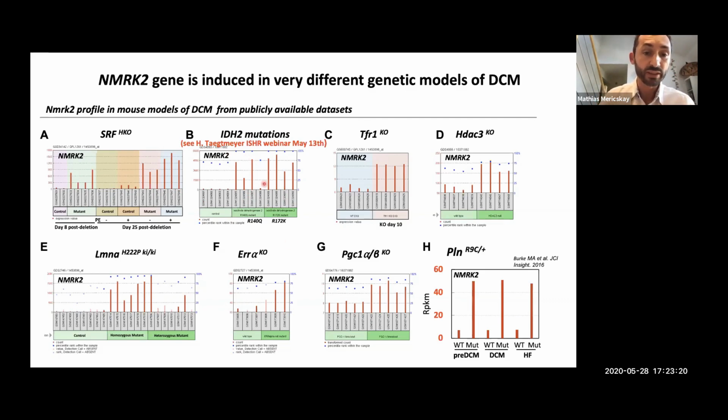So in this model too, there is induction of NMRK2, and also in a number of different models such as the transferrin receptor knockout and the HDAC3 knockout. Here, the lamin A knockout, which is known to trigger Emery-Dreifuss myopathy associated with dilated cardiomyopathy, and other models where, for instance, regulators of mitochondrial biogenesis are deleted. Or here, the phospholamban mutation, which is known to create dilated cardiomyopathy in humans. In the mouse model, it was very clear that this gene was highly upregulated even at an early stage, prior to the establishment of the dilated cardiomyopathy.